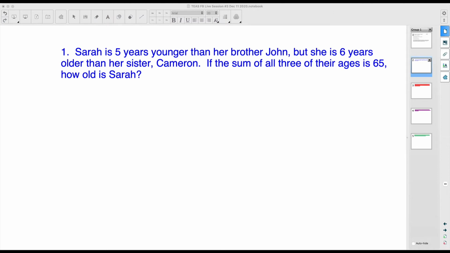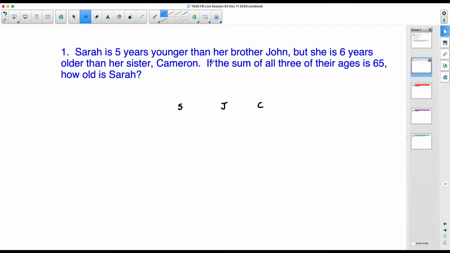Now, for this particular problem, we're trying to figure out how old Sarah is, but we've got 3 people that we're worried about. We've got Sarah. She's 5 years younger than her brother John, but Sarah's also 6 years older than her sister Cameron. So we have Sarah, we have John, and we have Cameron. Now, the one we're trying to figure out is Sarah.